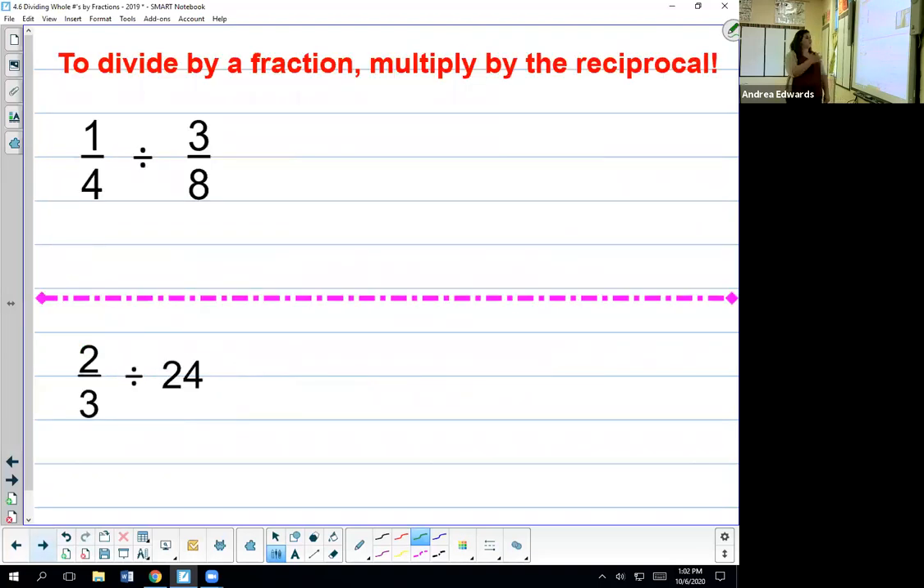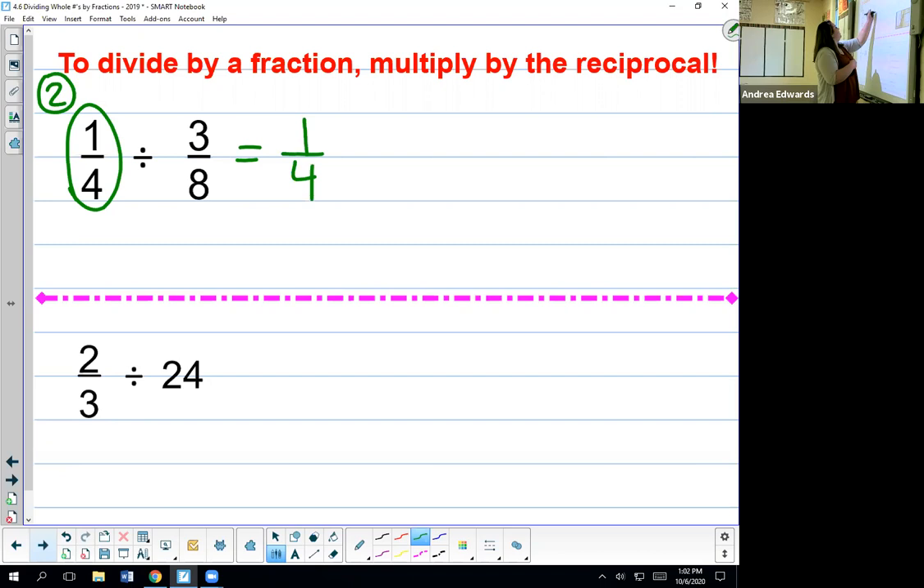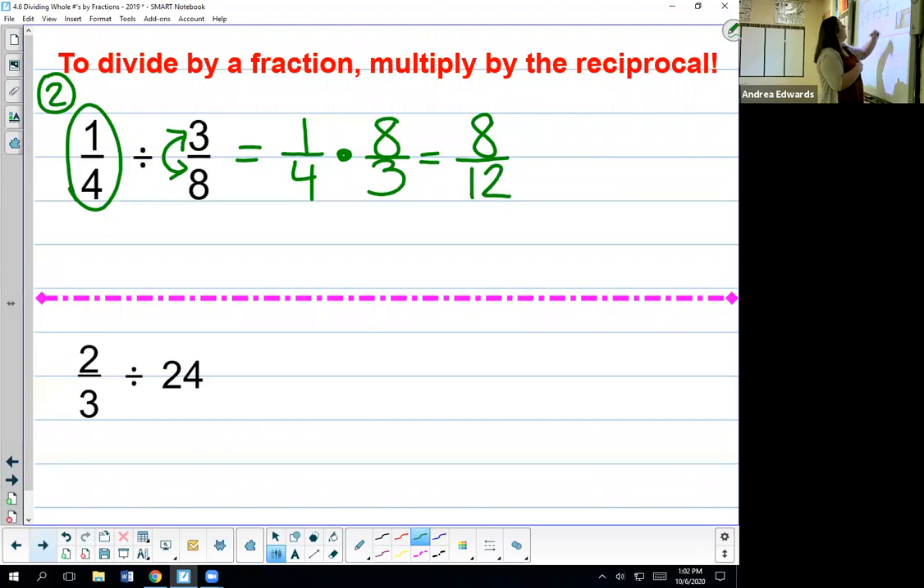So, all right, let's look at these two, and then we'll look at some word problems. This one is a fraction divided by a fraction. So we do the same thing. We keep the first fraction, so you don't do anything with it. This is example number 2. You keep the first and you multiply by the flip, or the reciprocal. Now, I got 8/12, which is correct.